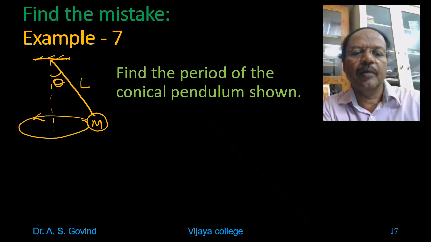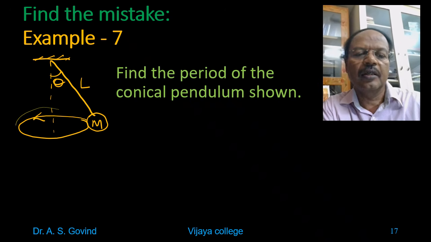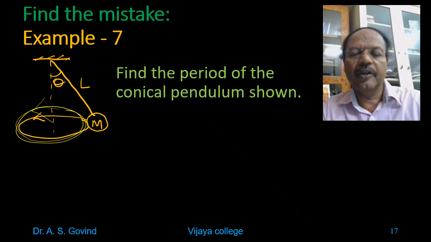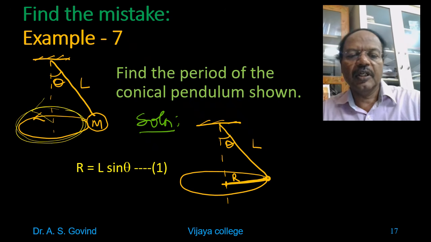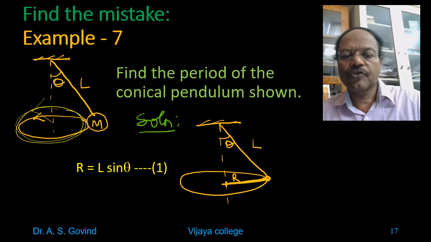You pull a pendulum to the side and push it. It starts rotating like that. And you have to find the period of the pendulum. For that, first we'll keep that R ready. So R, you can easily see that is L sin theta.